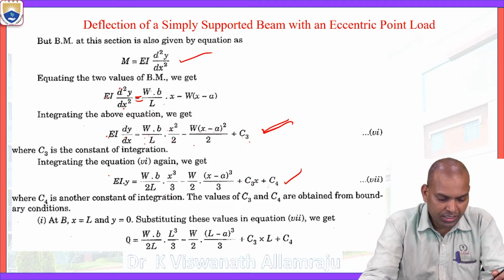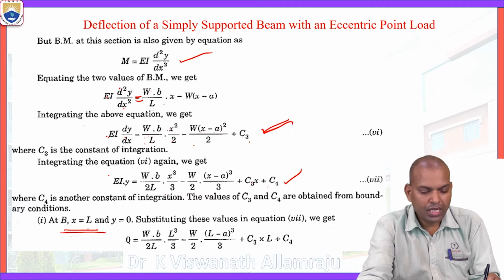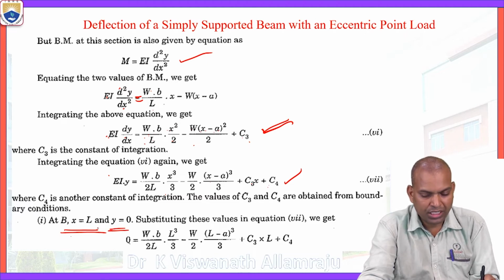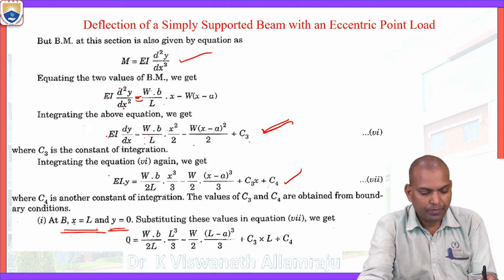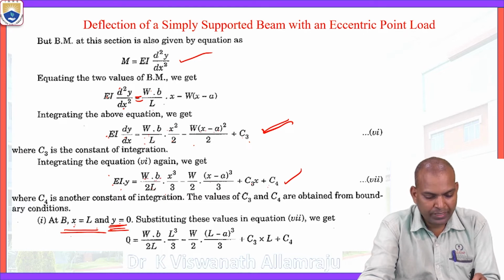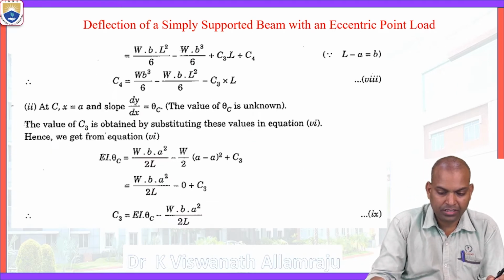The first boundary condition is at x equal to l, at support B, where the slope equals 0. Where is the y here? In equation 7, if you substitute y equal to 0 and x equal to l: wb by 2l times l cube by 3, minus w by 2l times (l minus a) whole cube by 3, plus c3 l plus c4. Now c3 l plus c4, that is the seventh equation.